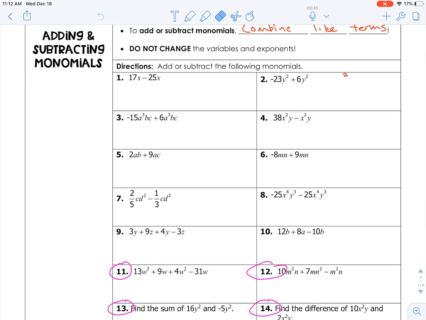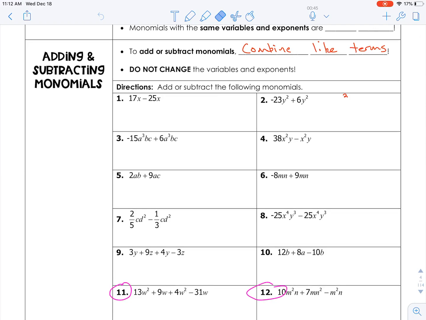Okay, everybody, I'm going to take time to go through this packet and do problems that are real similar to things that you are going to see on the test next class period. So the first thing I want to go over is adding and subtracting. Don't confuse it with multiplying or dividing, okay? They each have their own rules, okay?